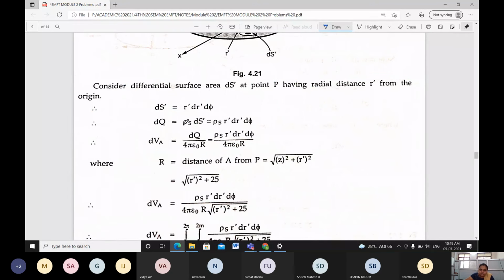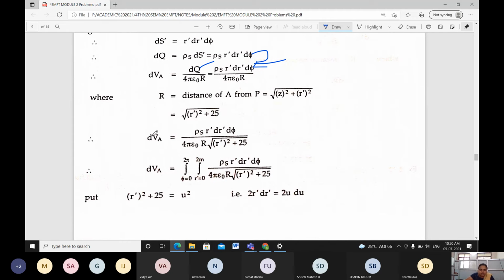Therefore, dq is rho s ds, where ds is r dash dr dash d phi. Therefore, dV is equal to dq divided by 4 pi epsilon naught r. Then substitute for dq here as in the previous case, and find out r. It's the same as what we took previously, and you have to substitute that here.